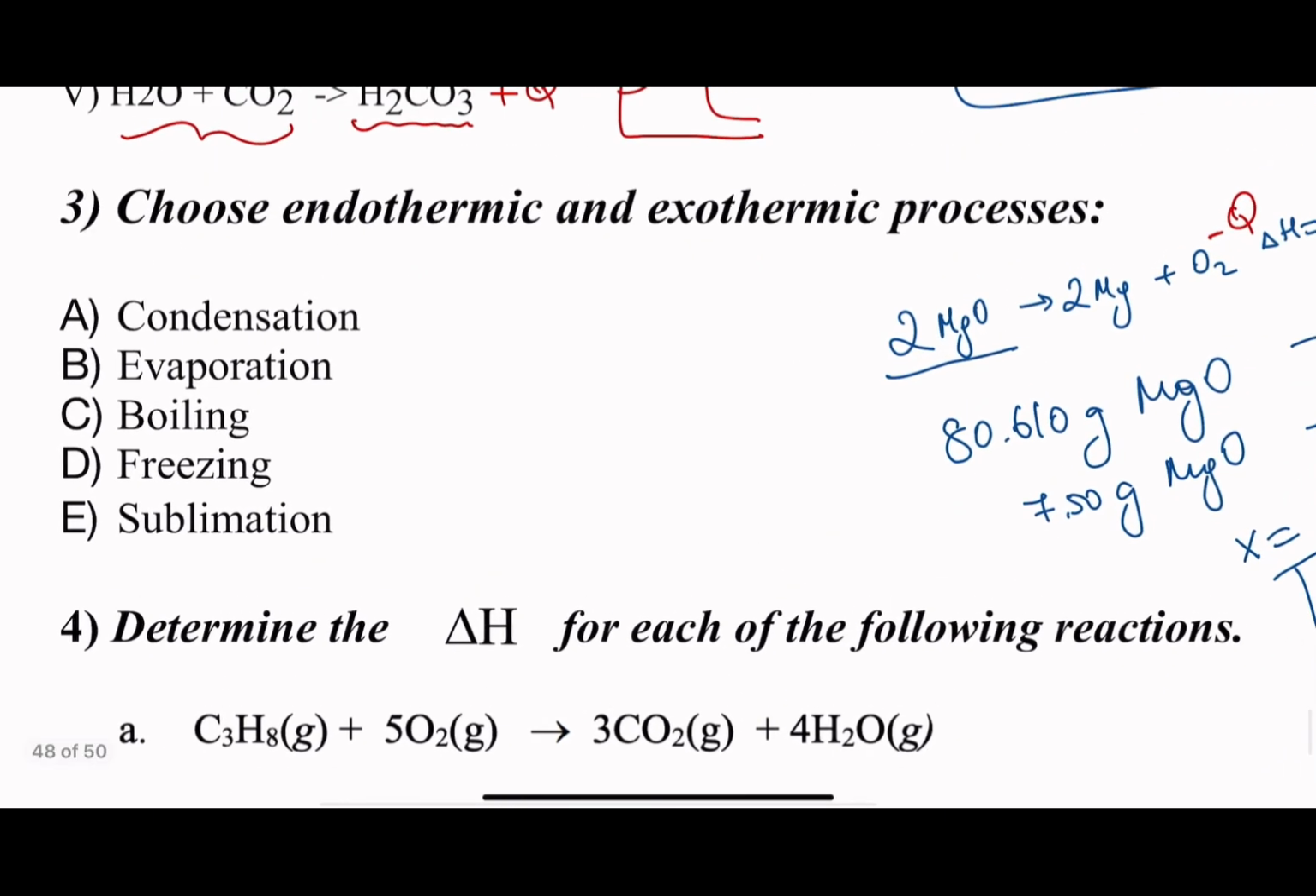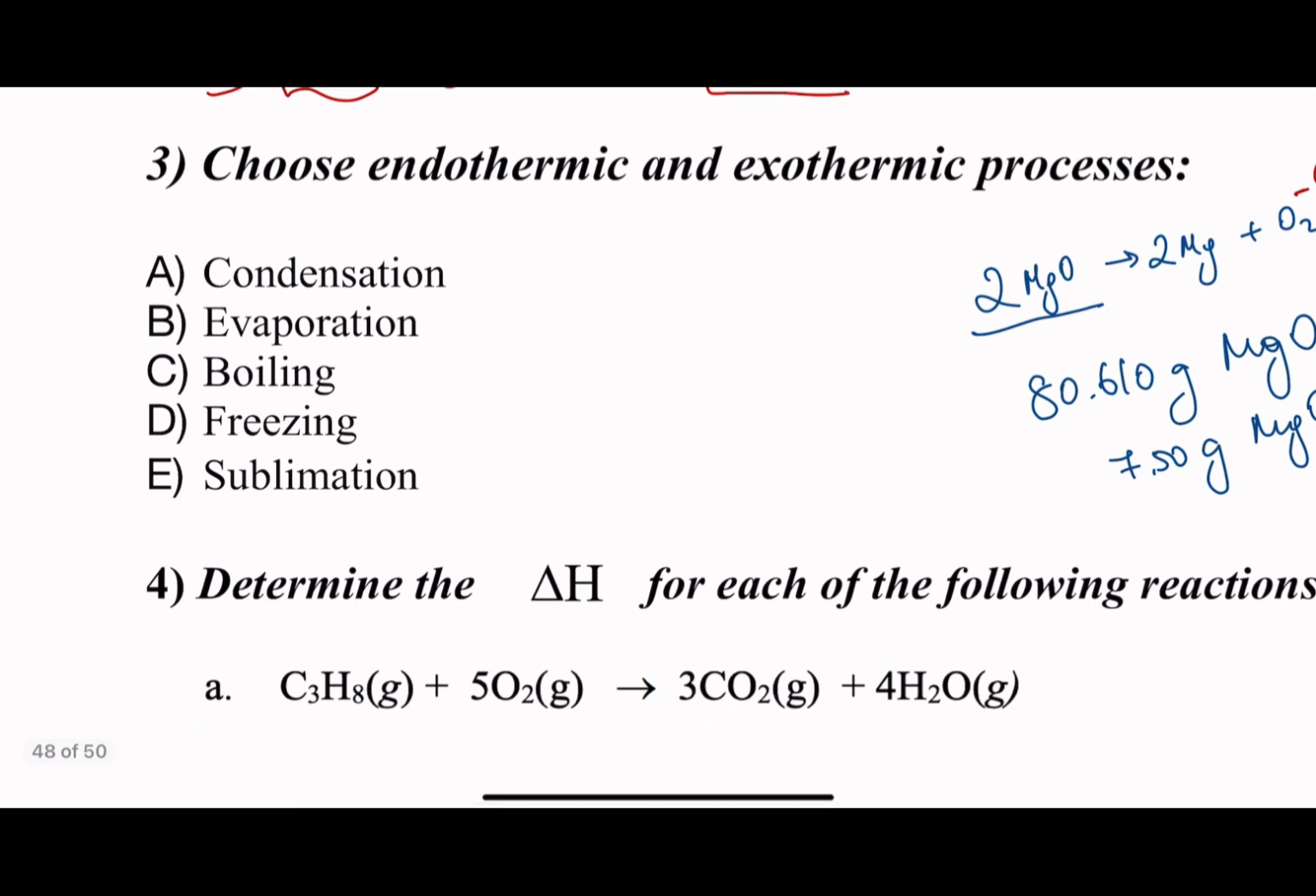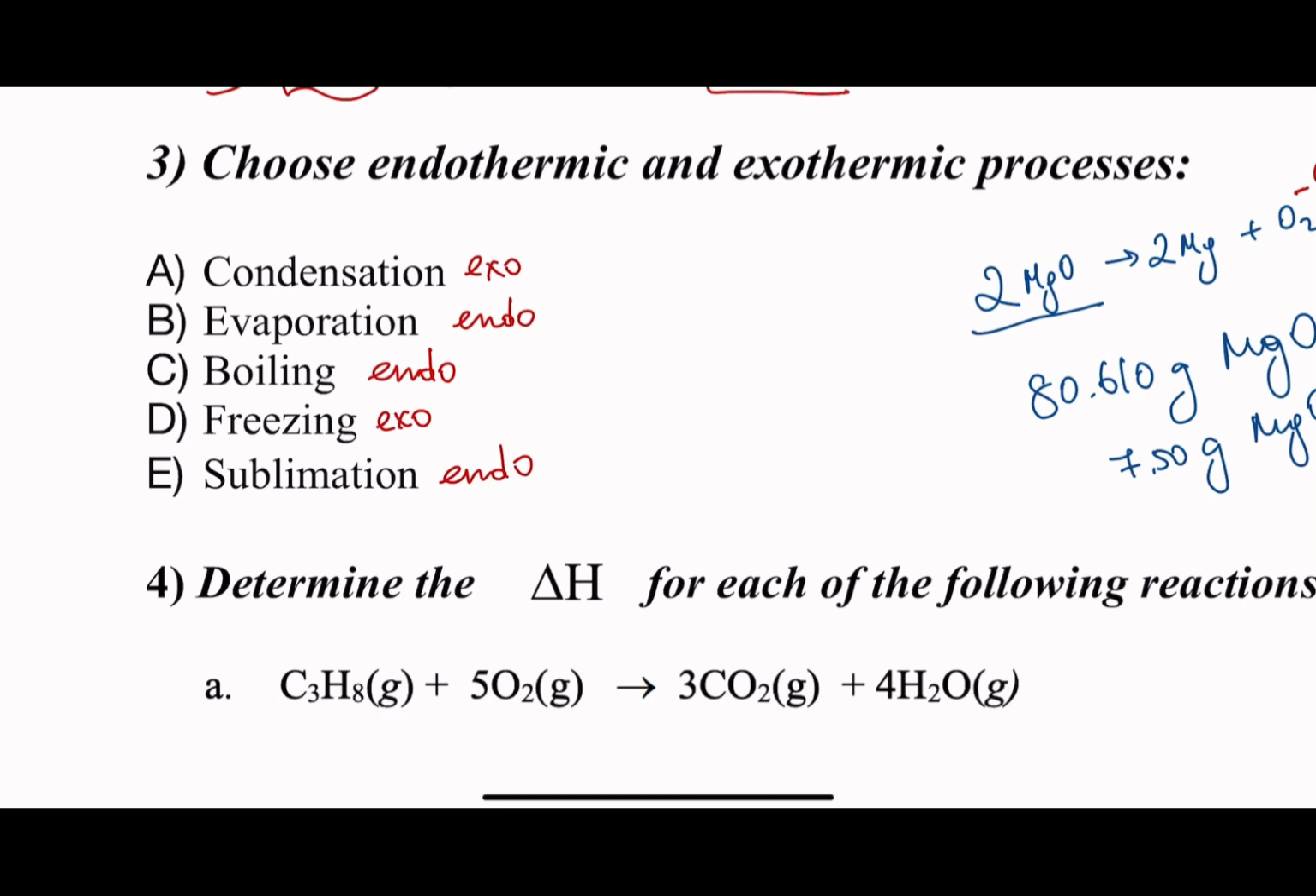Okay, choose endothermic and exothermic processes. We already talked about this. You can do it on your own too, but if you really want, evaporation is endo, boiling is again endo, sublimation is endo, and then freezing and condensation are exo. The exo ones release energy while the endo ones are absorbing energy. So absorb, absorb, absorb, and then release and release.